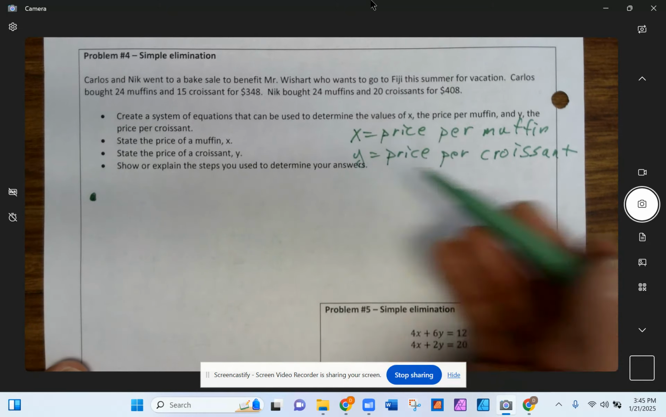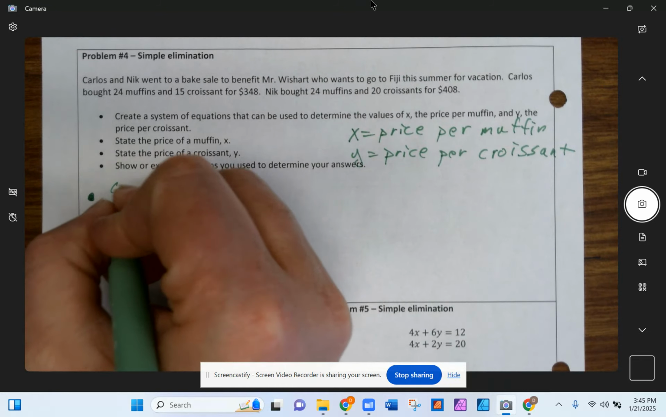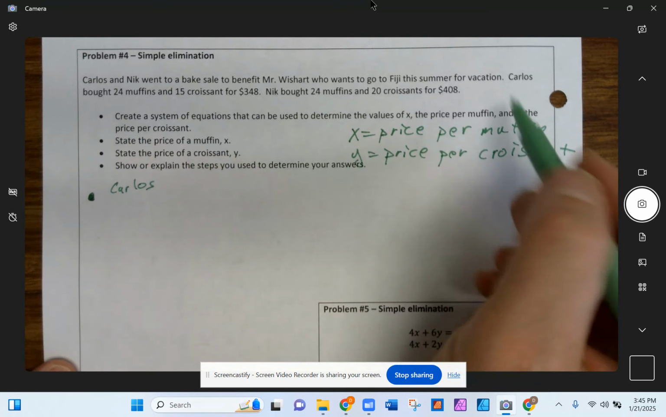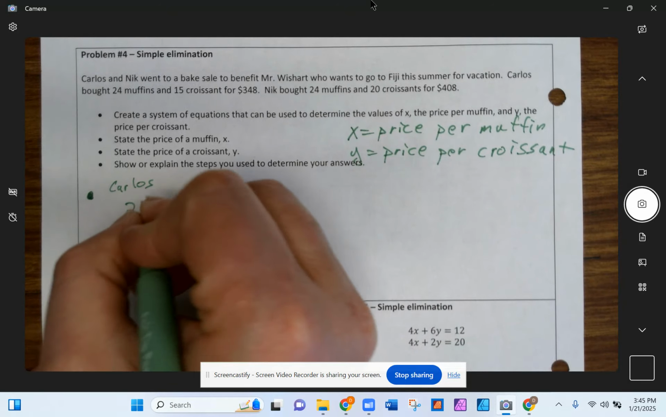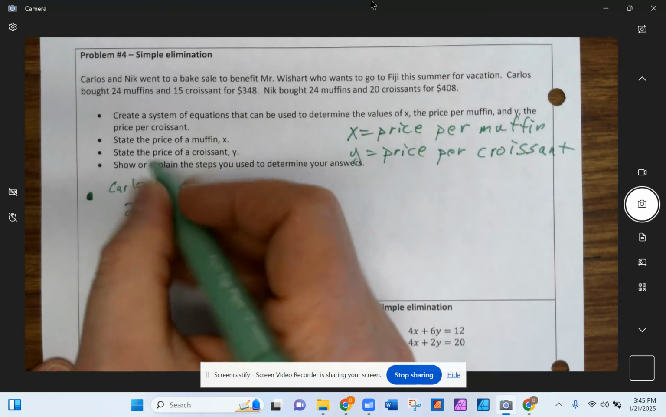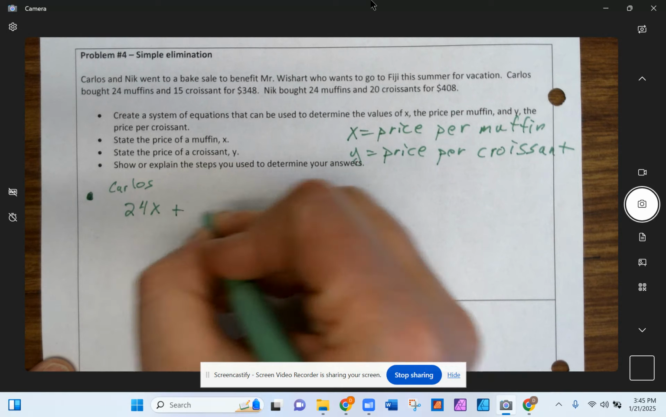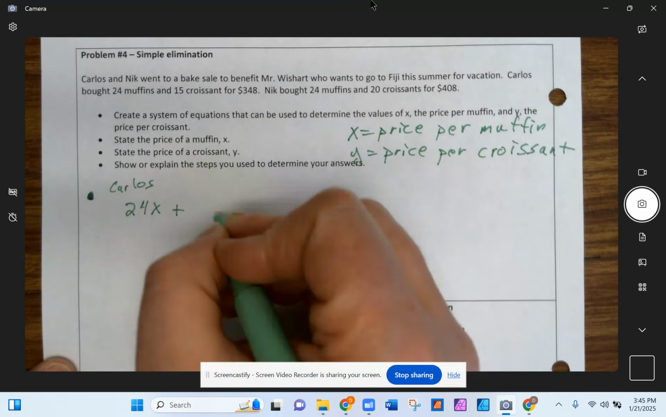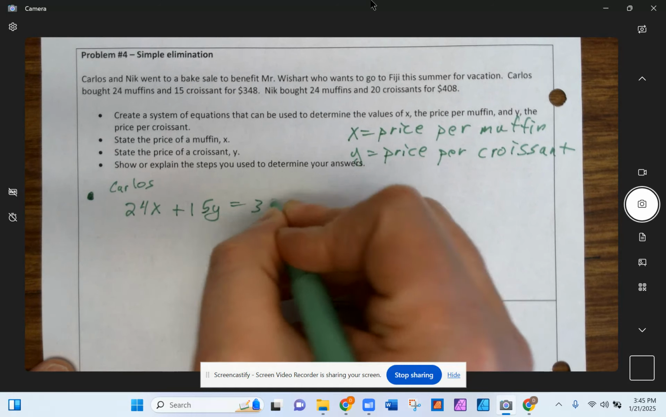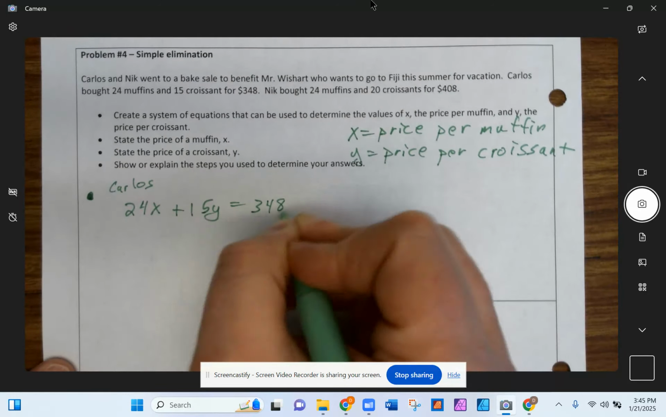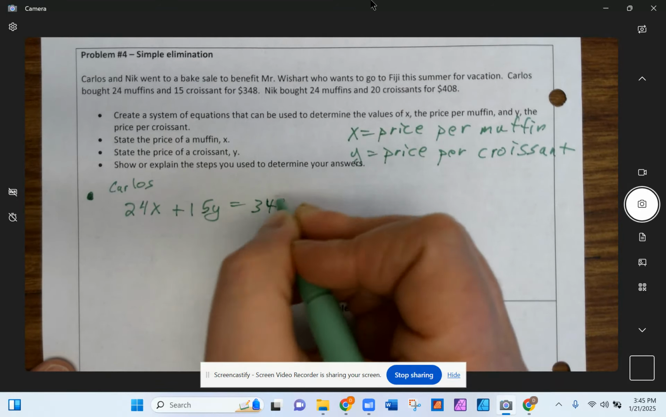All right, so our first equation is going to be Carlos. Carlos bought 24 muffins. Muffins is attached to x because that's the price per muffin. And 15 croissants. 15 is attached to y because I've defined it to be such, and spent $348. I'm adding because it's totaling up to this cost right here, or this price right here.